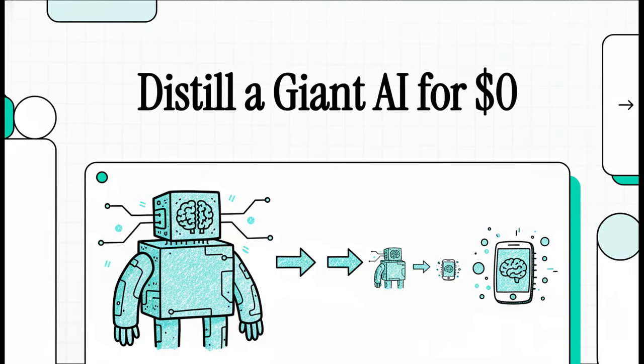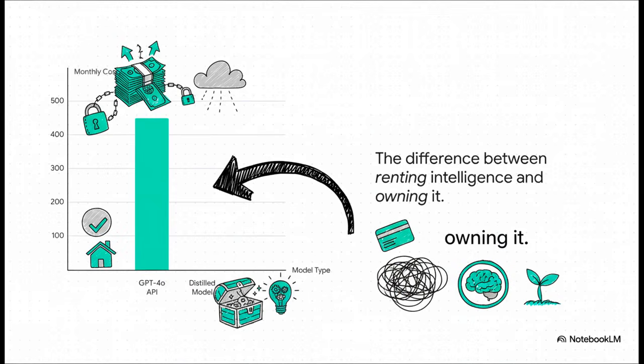All right, today we're going to tackle one of the most game-changing techniques in AI right now: how you can take a massive, expensive model and shrink it into something that runs right on your own machine for free. And yeah, when I say free, I really mean it.